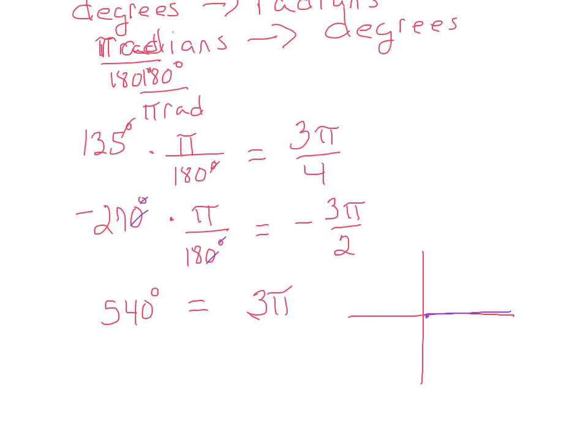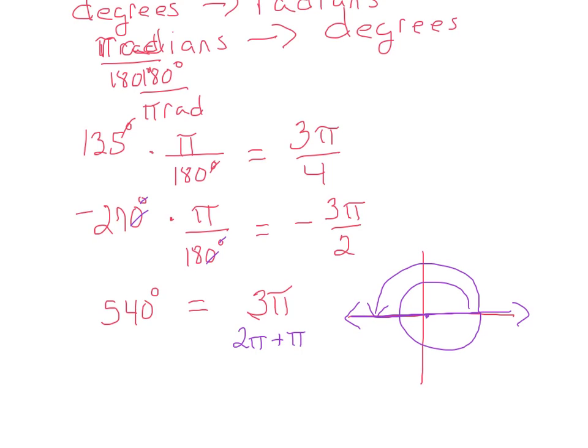Okay, we got 3 pi. We're going to graph it. 3 pi is the same as 2 pi plus pi, is it not? So if I go all the way around, that's 2 pi, and I go another pi units, that's what that angle would look like. 3 pi is coterminal with pi.